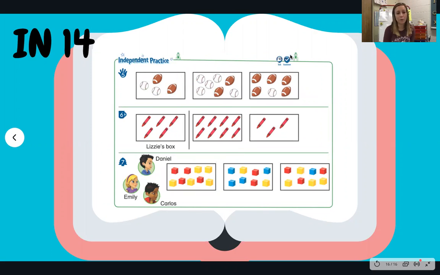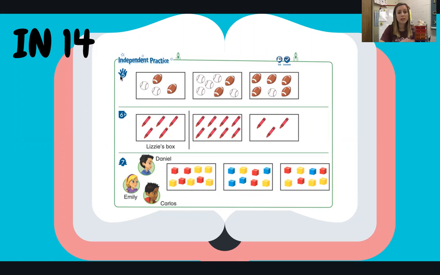Page IN14. This is your homework. You're going to do it all by yourself. I'm going to give you 2 options. You can either listen to me reading the directions to you, or if your parents want to read it to you, that's fine too. So if you want, you can stay on the video and listen to the directions. After each direction, you'll need to pause the video so that you can answer your questions.